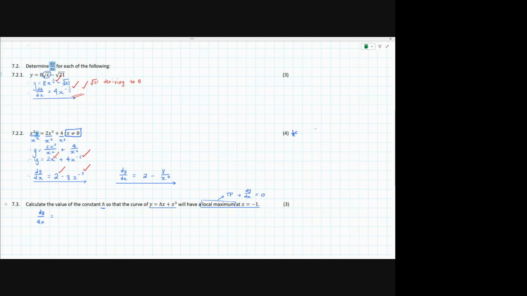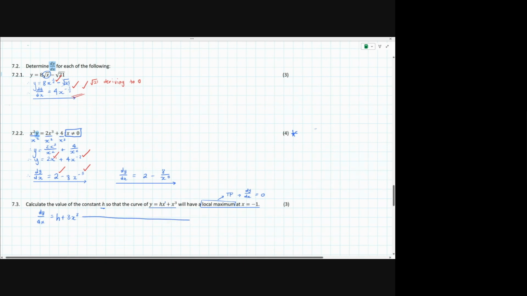I'm so sorry. Remember that it says a constant h. So h is just a number. So we actually want to determine the derivative in terms of x. So x is an exponent of 1 here. 1 times h is just h, 1 minus 1 is 0, so that just derives to h. The second term would be 3x squared. Great, that is my derivative.